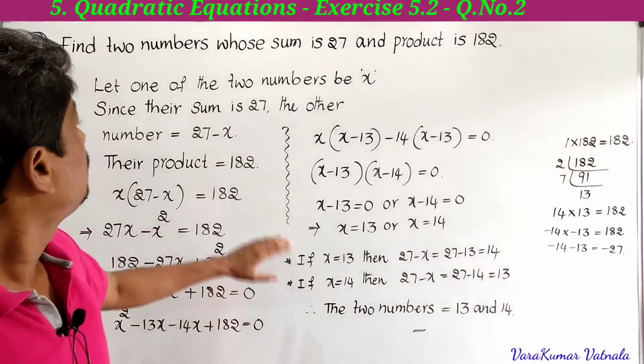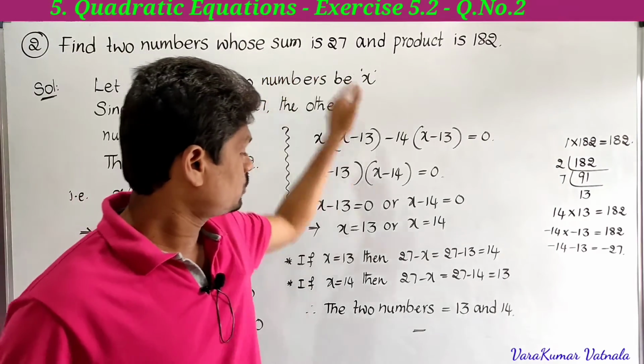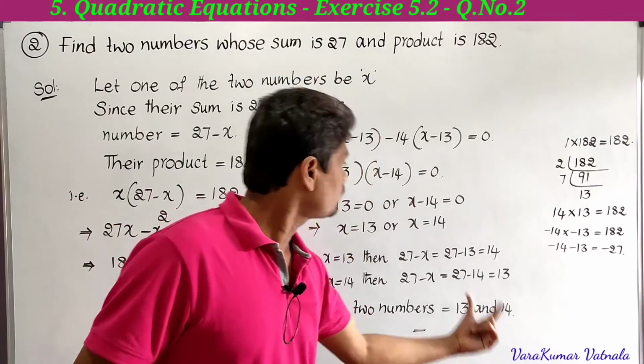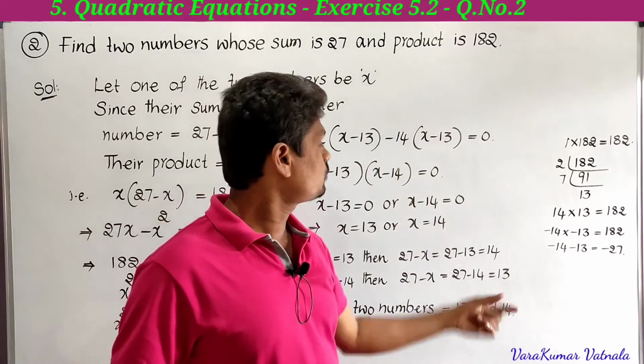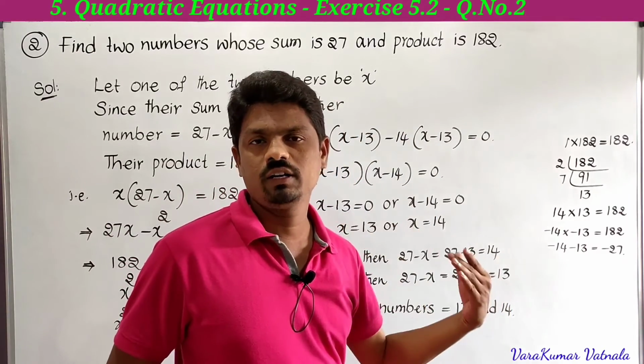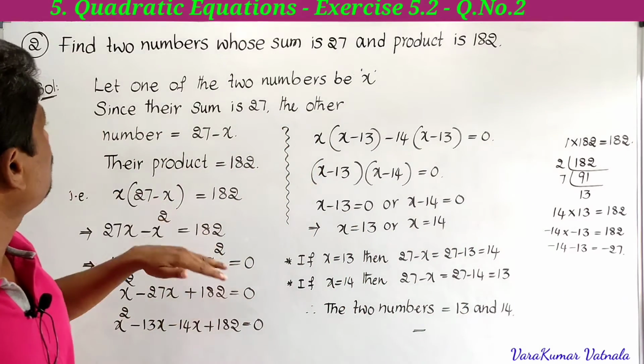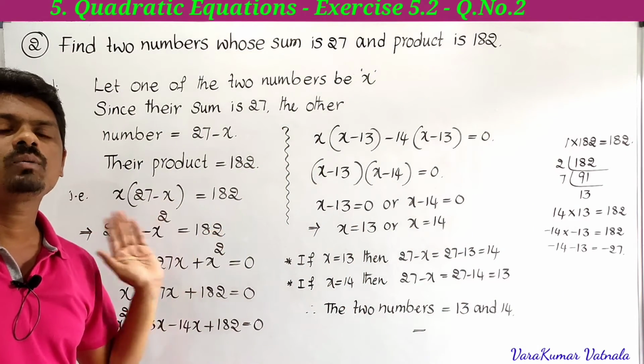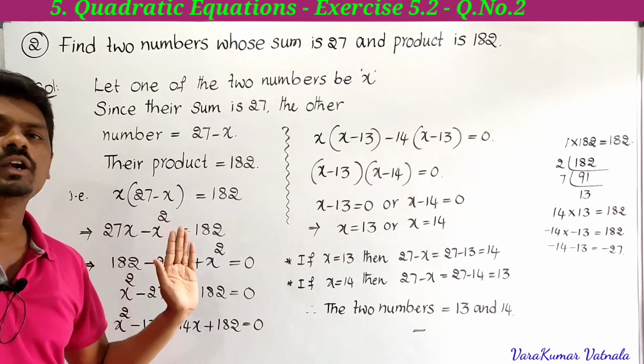So once check, their sum is 27. 13 plus 14 is 27. Their product is 182. If you multiply 13 and 14, we get 182. So like this we can solve. This is the second problem in 5.2 exercise.